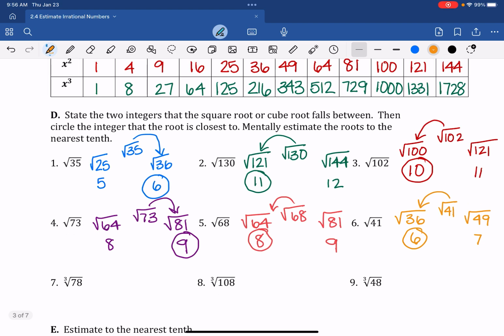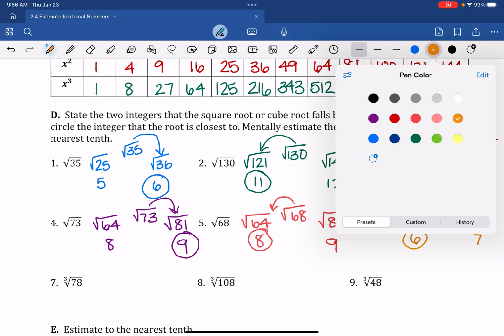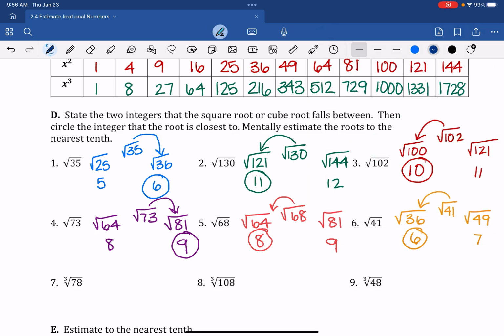Okay, now I'm on cube roots. So I'm going to look at the third row now because I'm doing cube roots. So the cube root of 78 is in between the cube root of 64 and the cube root of 125. So that means when I actually get the decimal for that, it's going to be in between 4 and 5. 78 is closer to 64, so that means the decimal will be closer to 4.